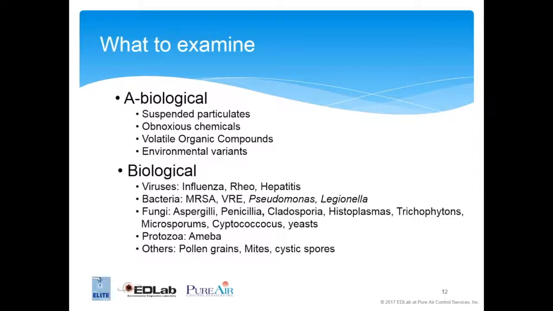Alrighty. So abiological and biological. Dr. Sahai, can you quickly take us through those real fast? Yes, as the name indicates, abiological factors are those which do not have a biological origin or source. Some good examples are suspended particulate matter, noxious chemicals, volatile organic compounds, and other environmental variables such as light, intensity, noise, etc. The biological pollutants are those which have a biological origin or source, such as viruses, influenza, bacteria, fungi, protozoa, and others such as pollen grain, mite, cyst, spore, etc.